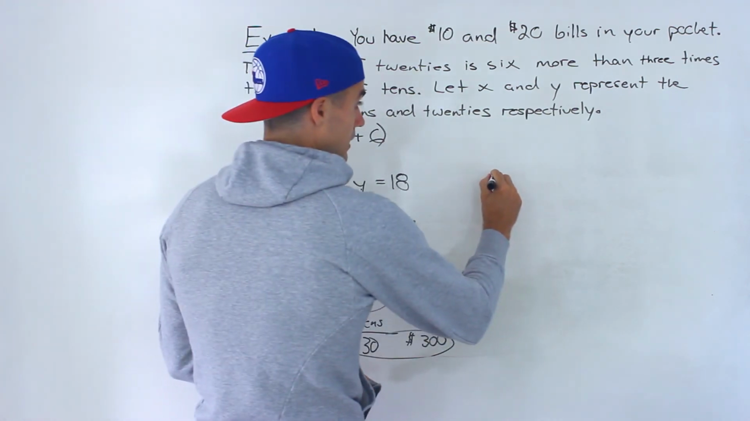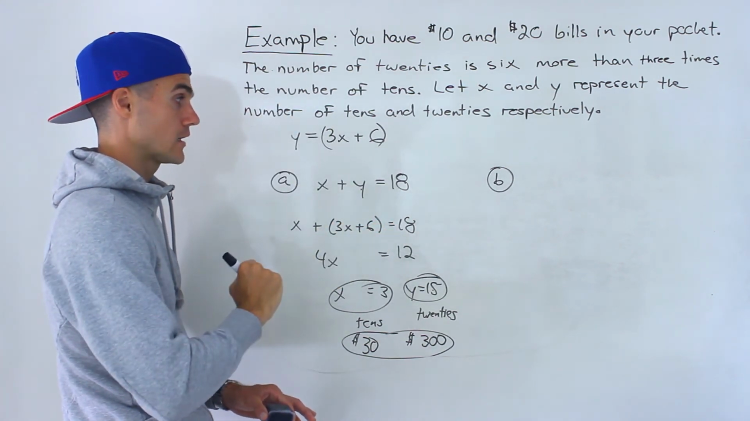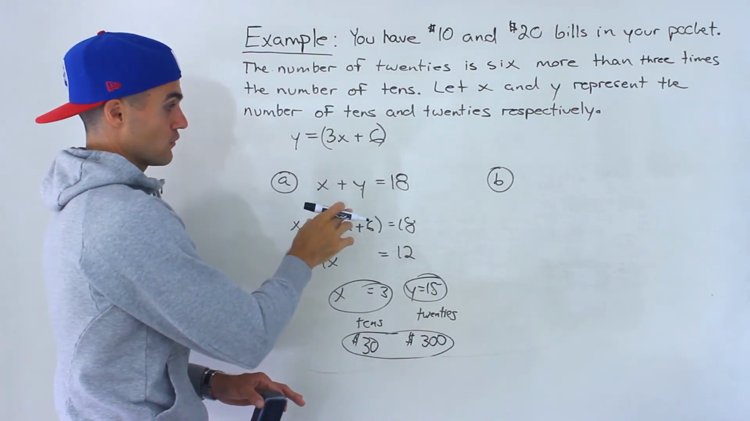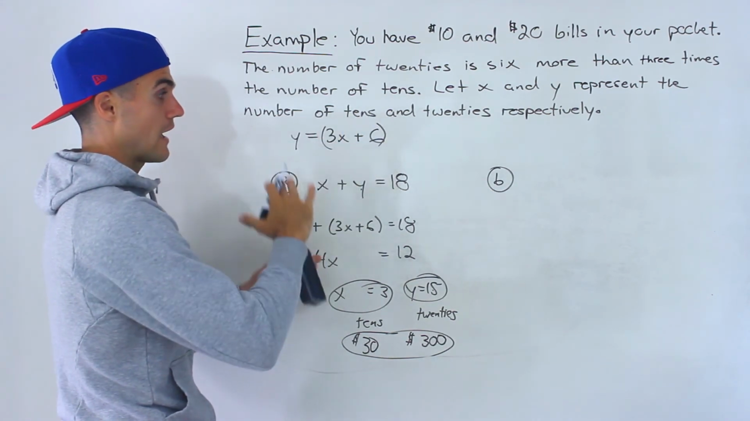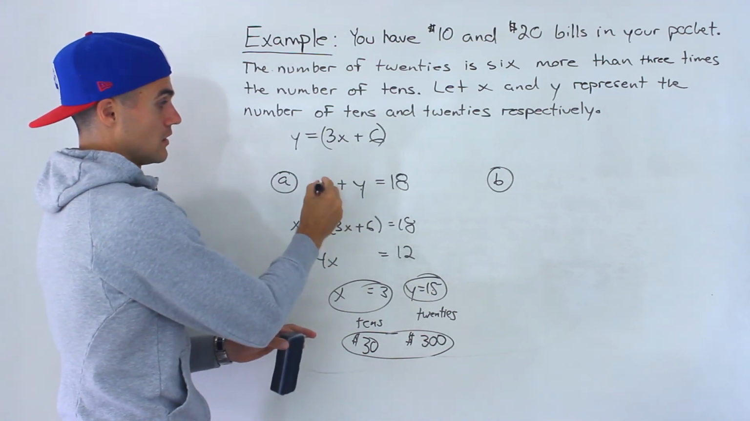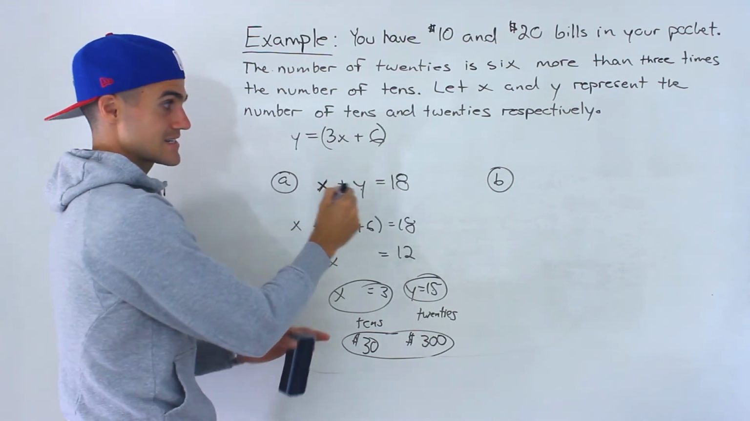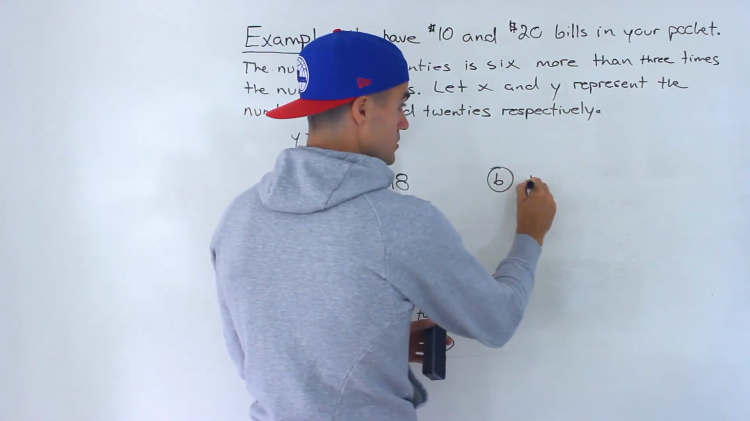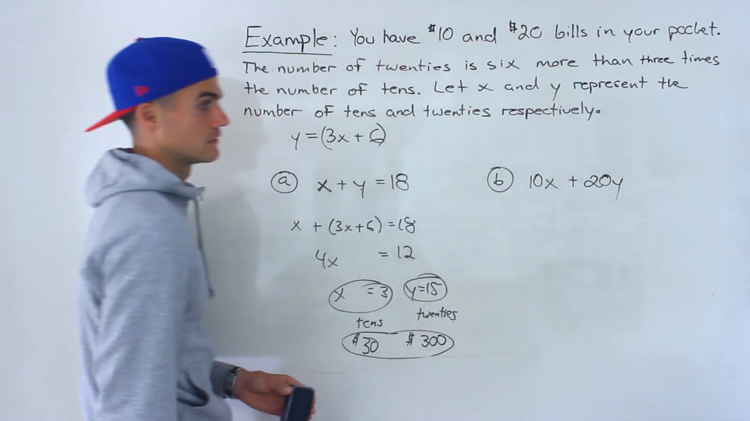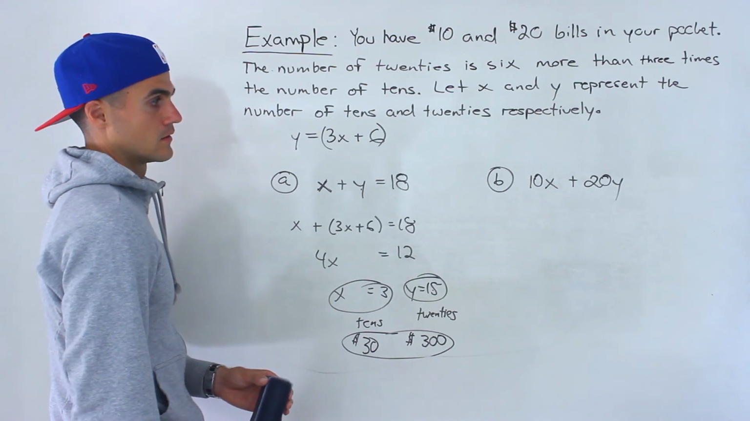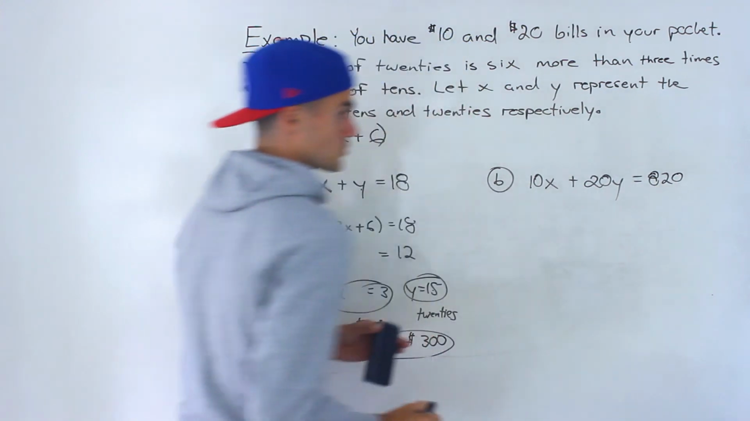And then B said the total value is 820. And so what would be the expression for the value? It wouldn't just be x plus y, that's the number. Remember, x and y is the number of bills. It's not the value of them, but we can get the value. We'd say x, the number of tens, times $10 would give us the value of the tens, plus 20y, like that. That would be the total value, and we said the total value was 820.